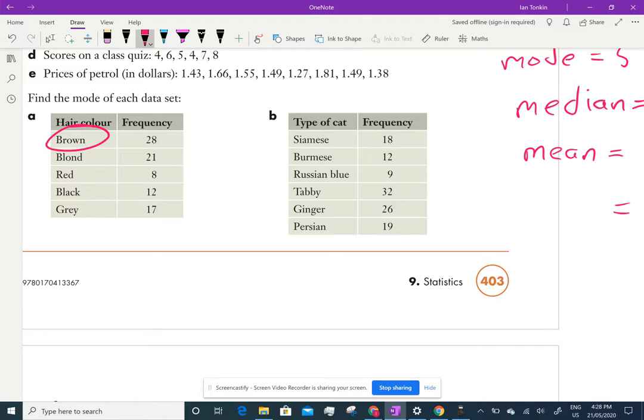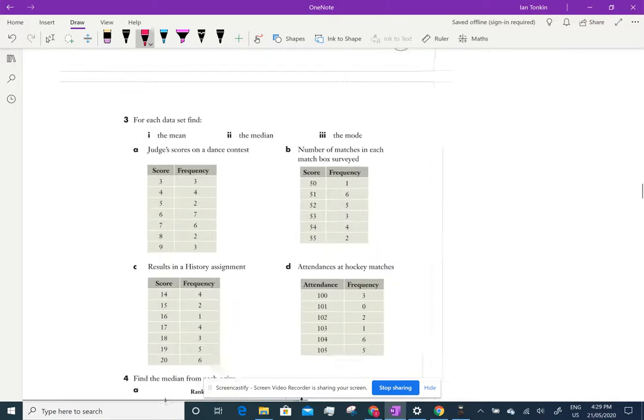You'll note that these are categorical data and there's no order to them. No one is more important than the other. So they're not ordinal, they're nominal. So you can't find the mean and the median or any other statistical analysis on those.